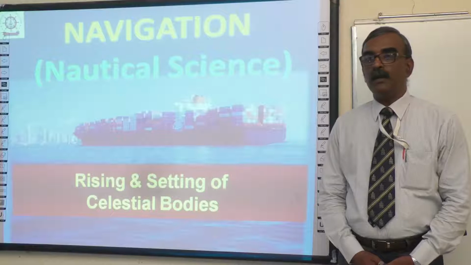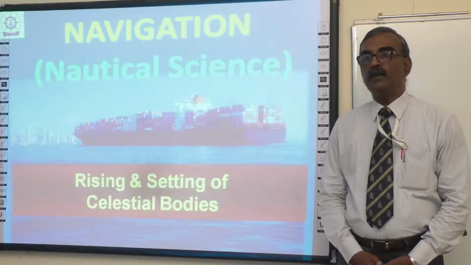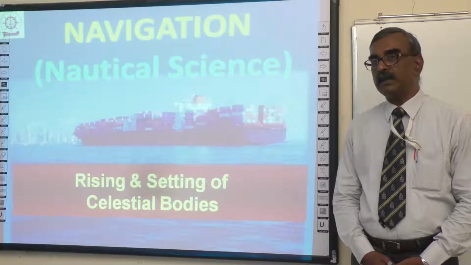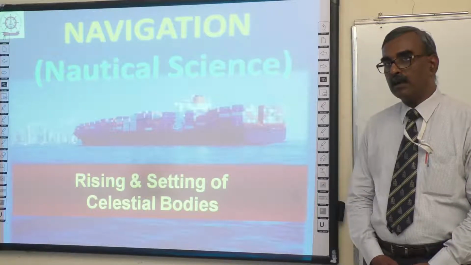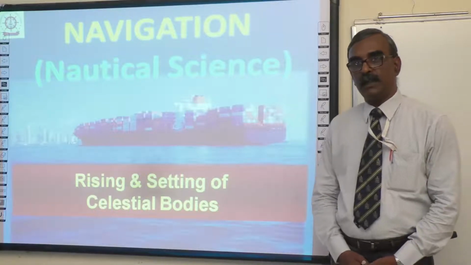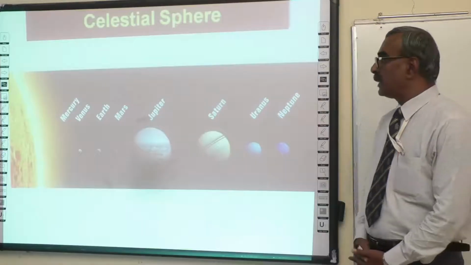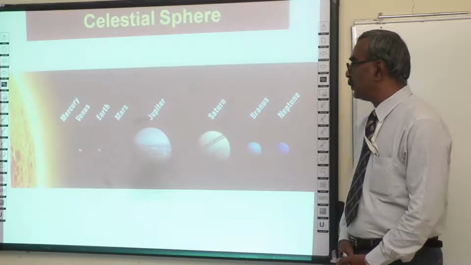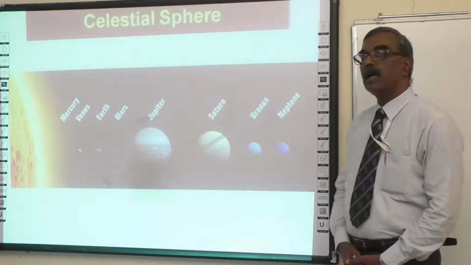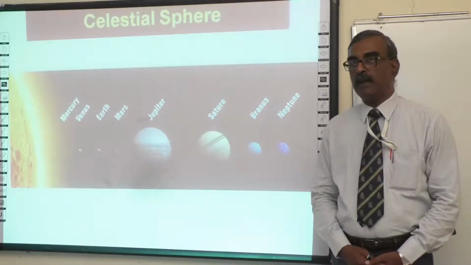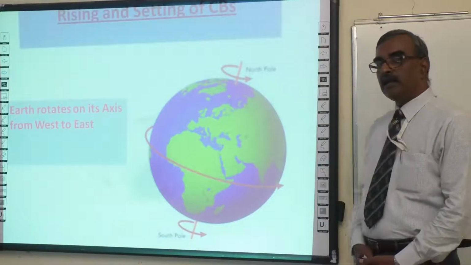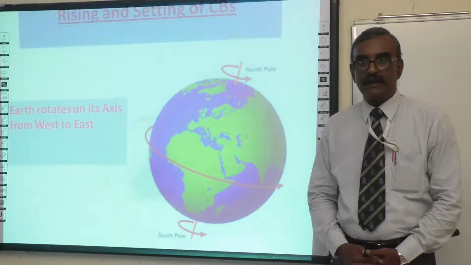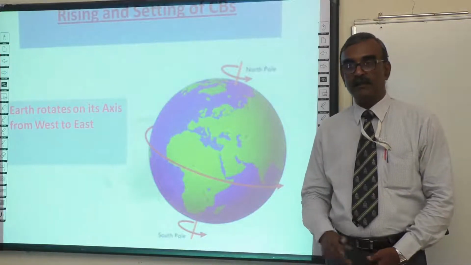We have seen in our previous topic about the celestial sphere. Now let us proceed towards learning about rising and setting of celestial bodies. As I mentioned, Mercury, Venus, Earth, Mars, Jupiter, Saturn are utilized for navigation purposes. We are aware that Earth rotates on its axis from west to east.